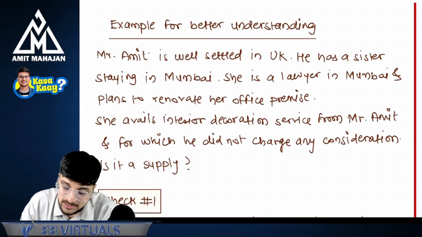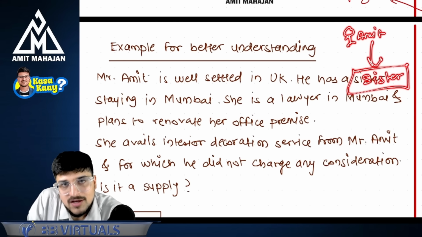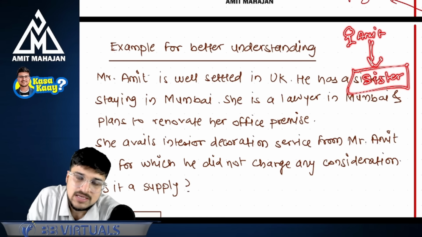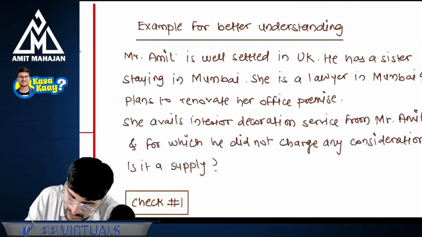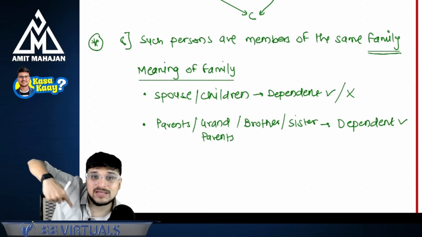Amit should be dependent on sister. If Amit is dependent on sister, you can say that these both are related parties. What did we see here? We saw spouse, grandparents, brother, sister. If those parents, grandparents, brothers, and sisters are dependent on me, which means I'm the recipient here.